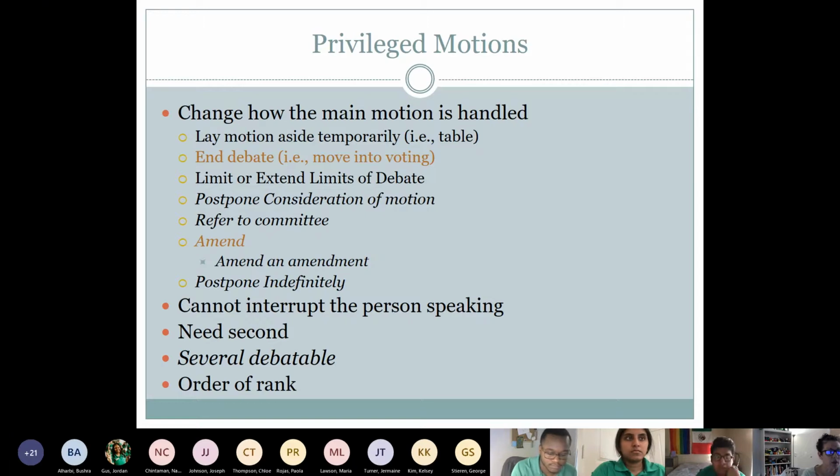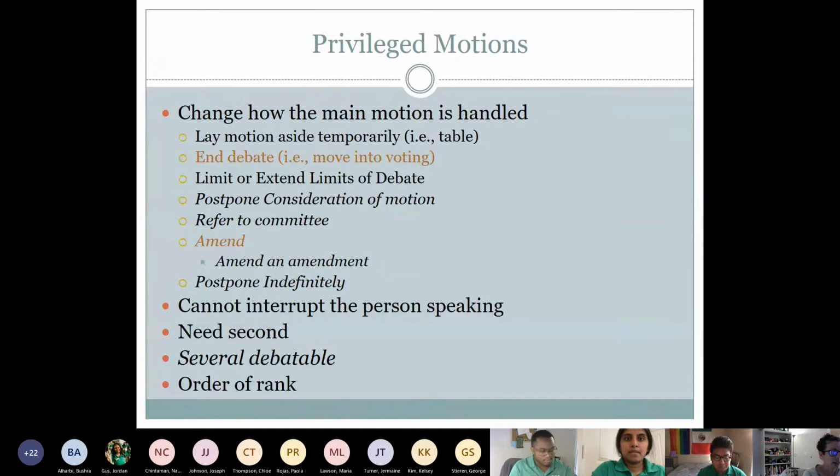Okay, so the 2 in brown you all hopefully can see today, end debate and amend, those 2 in brownish text are the most useful for beginners. So if you remember nothing else, try to remember those 2. The first one, lay a motion aside temporarily, which is basically the same thing as tabling. Some of you may have heard of the tabling motion. You'd use that when, for example, the person who's supposed to speak on a bill hasn't arrived to the meeting yet, or perhaps you need to get to something more immediate than this current bill. So you can table that motion and basically put it to the side for a little bit.